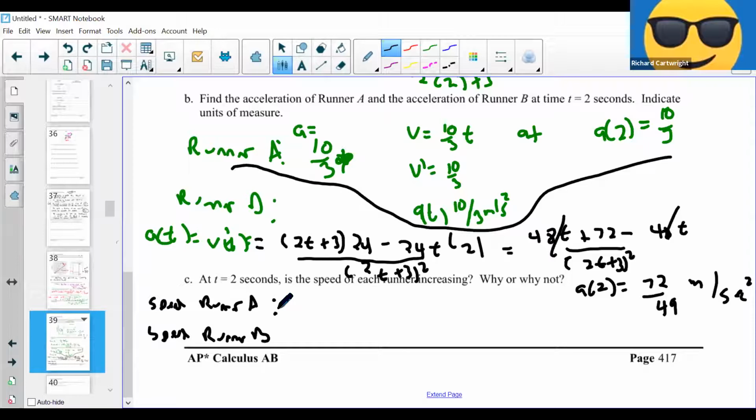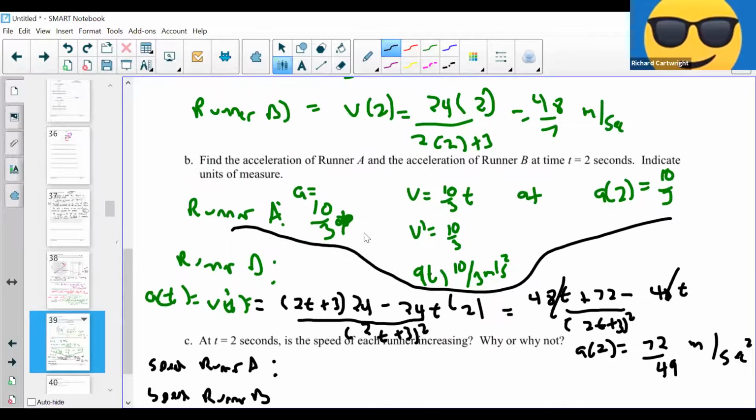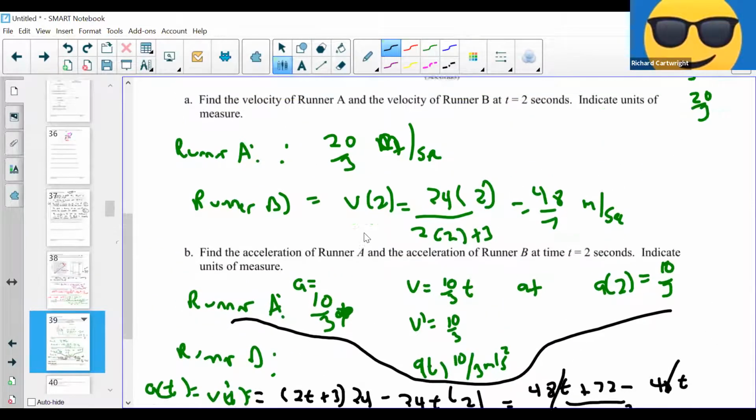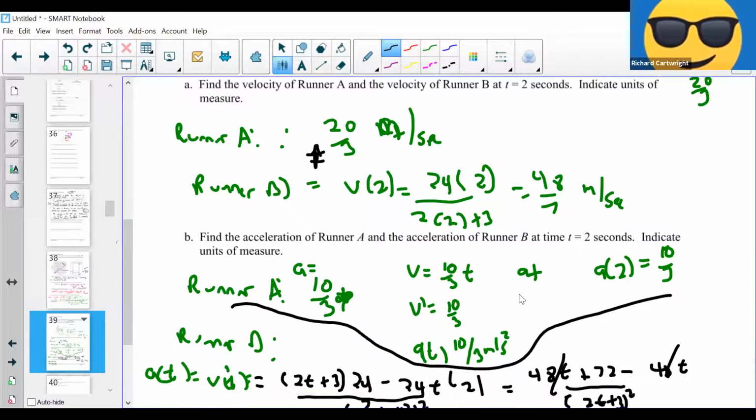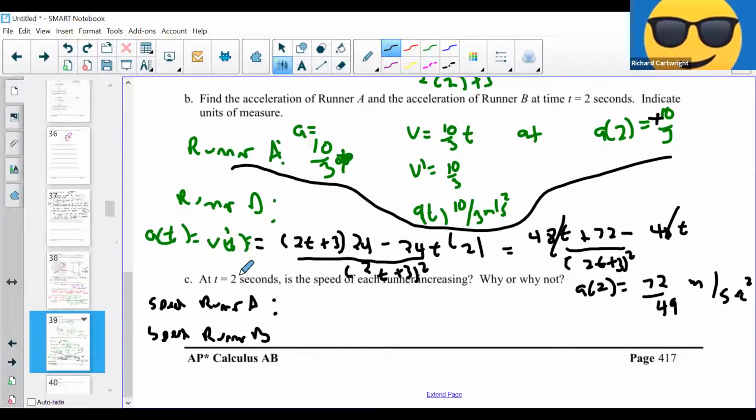So runner A, let's see. What are we looking for? Velocity of runner A is positive. See that? Velocity is positive. Acceleration of runner A is positive. See that? So I can say runner A is what? Somebody tell me what runner A is doing.